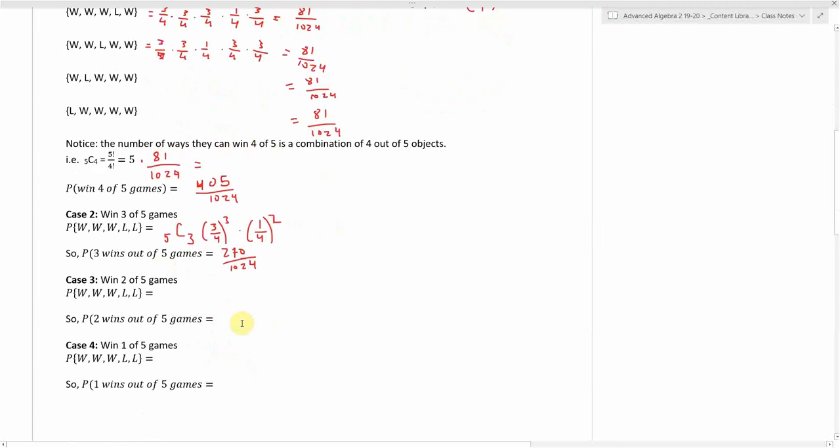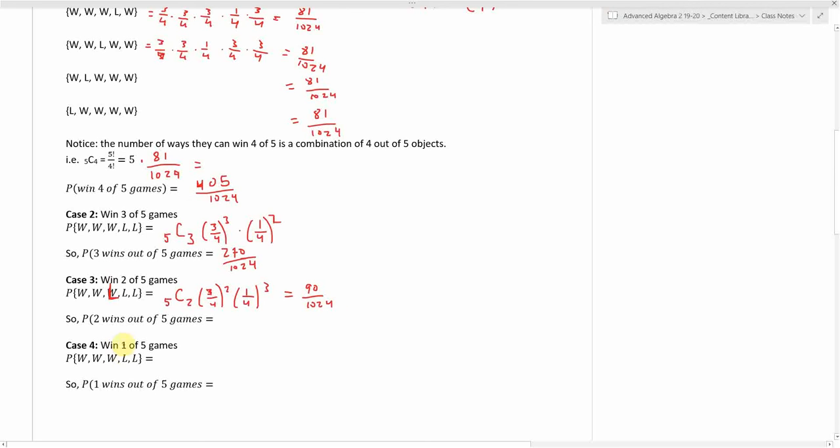And we can keep working through all these possibilities. Maybe they win 2 of the next 5 games, so change this one to a loss. Well, they have 5 games. We're choosing 2 of them to win. So this is the number of different ways that those wins and losses could fall. But the probability of winning, they're going to do it twice. And then the probability of losing, they're going to lose 3 times. So we type that all in the calculator, we get 90 over 1024.